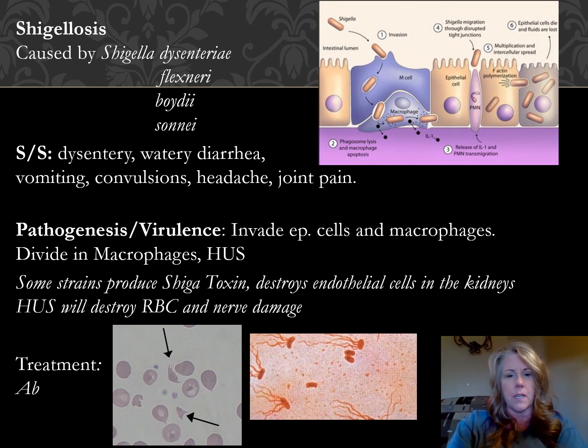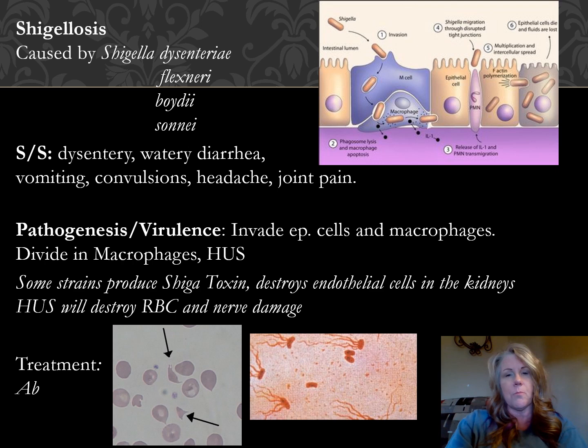Now, pathogenesis, virulence of this particular organism, it invades those epithelial cells and the macrophages. It can hide within those macrophages, and sometimes the macrophage can't kill it, and it can actually divide in the macrophage. It can lead to a disorder known as HUS, and that stands for hemolytic uremic syndrome.